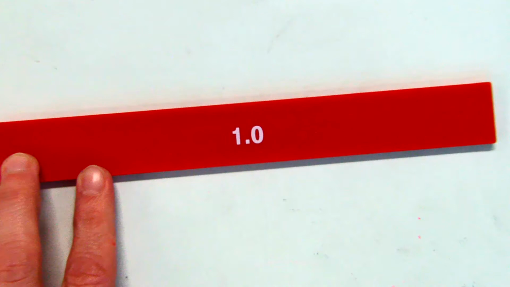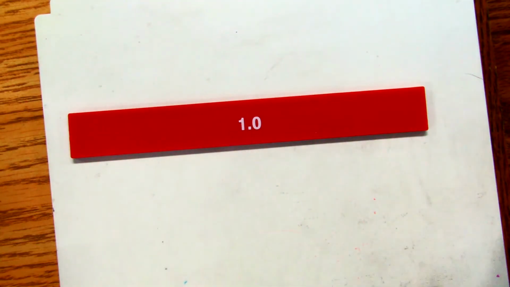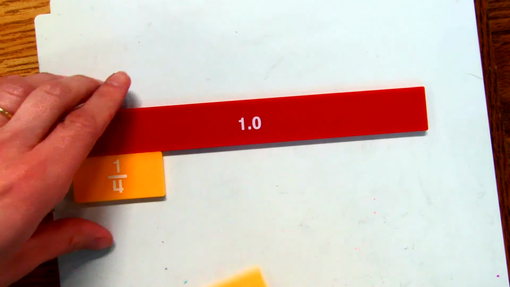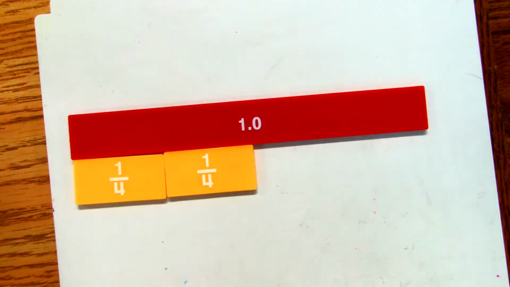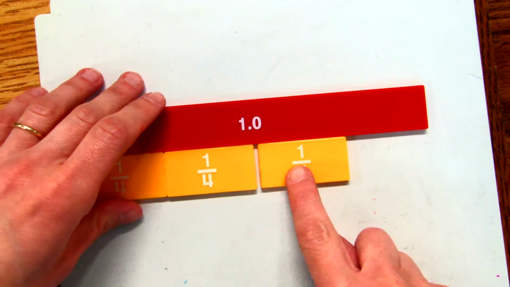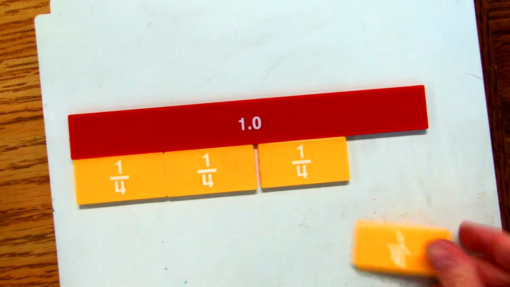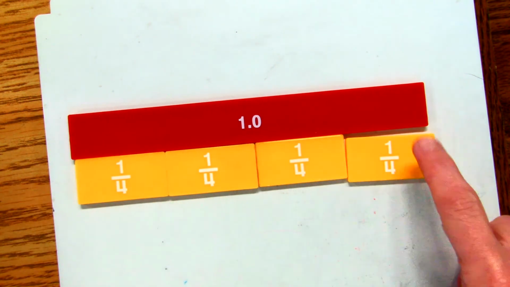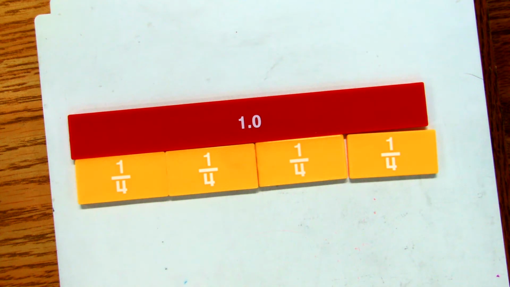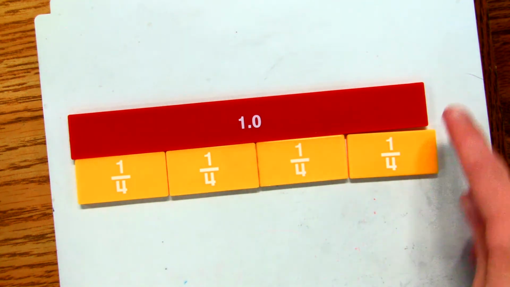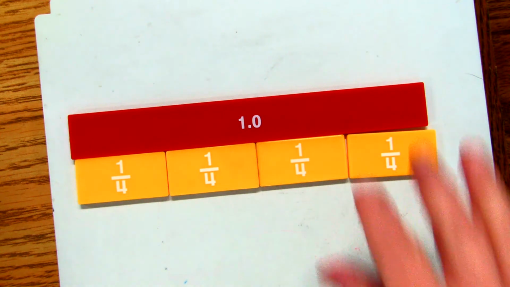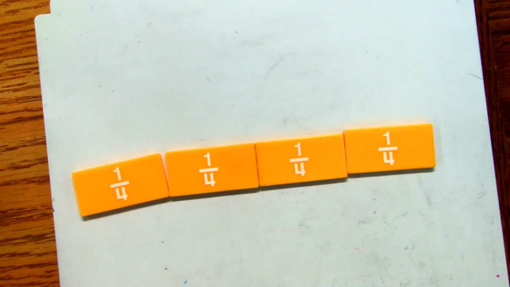So really quick, I want you to grab the big 1 tile, okay? And then I want you to grab your fourths. And I know you guys know that there's 4/4 in 1, but I want you to see it, okay? So if I take a 1 and I'm changing it to fourths, there are 1, 2, 3, 4 of them. Does everybody see that 4/4 is the same thing as 1? Yes. Okay, so set those aside.